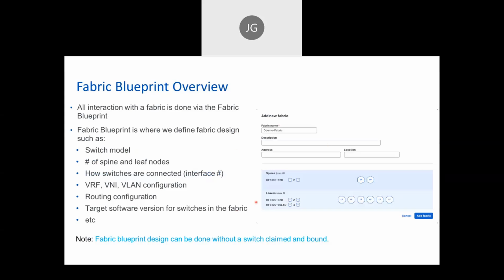Now, with that being said, we do have this thing called blueprint. This is where it all starts. The point here is that we are going to select how many spines and leaves we think we need. And then you're going to add that fabric.